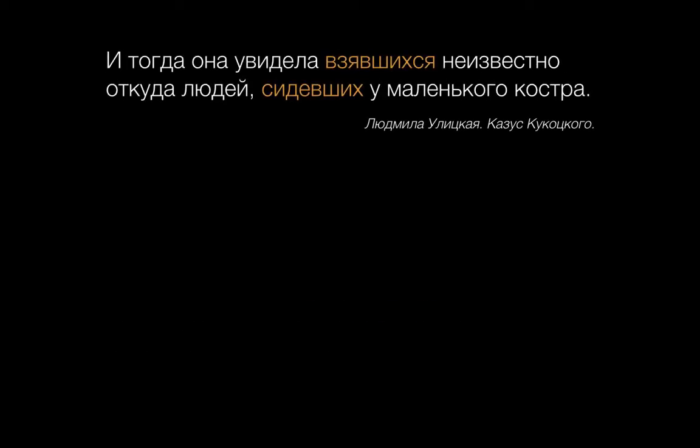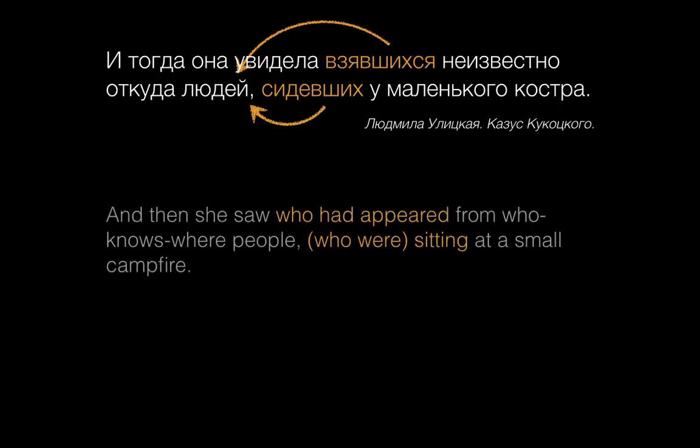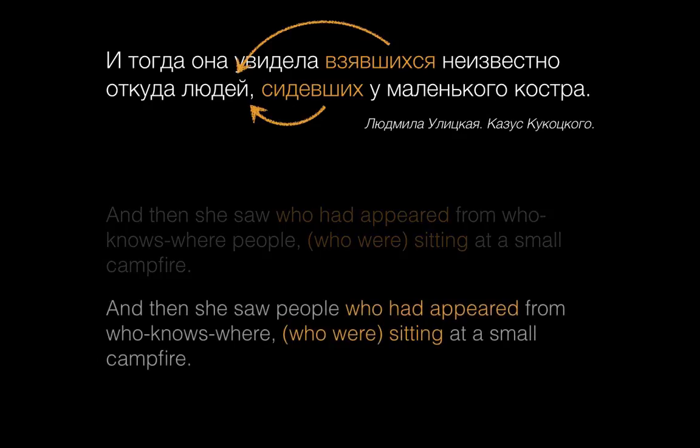Here's another example. И тогда она увидела взявшихся неизвестно откуда людей, сидевших у маленького костра. Now here we see the participles both before and after the noun. Взявшихся, who appeared, and сидевших, who were sitting, both describe the people that she saw. So, somewhat literally, and then she saw who had appeared from nowhere people who were sitting at a small campfire. Or maybe for more natural English, we might try something like, and then she saw people who had appeared from who knows where, who were sitting at a small campfire.